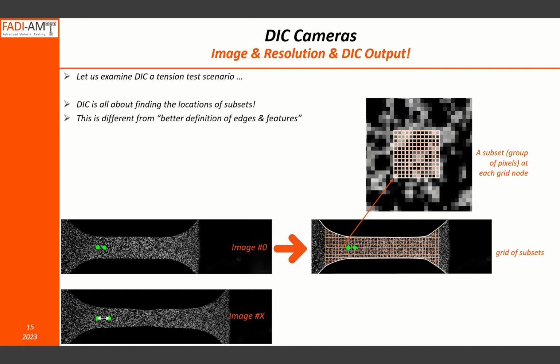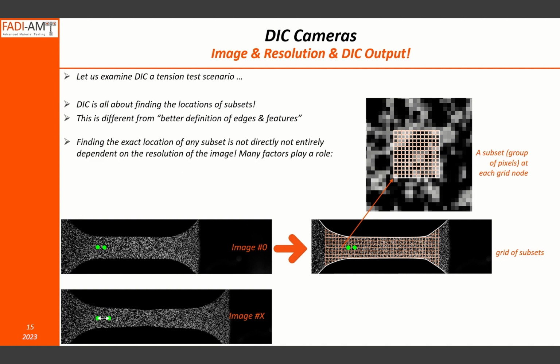And this is different from better definition of edges and features. It's actually far different. And people who deal with DIC, basically the inside of DIC and how algorithms work, know that there is a huge difference between the two. You could find this particular subset in any image, and the accuracy of that finding process depends on so many parameters that go well beyond the resolution of your image. And I will list just a few of them.